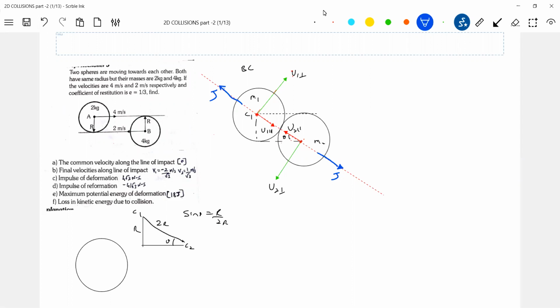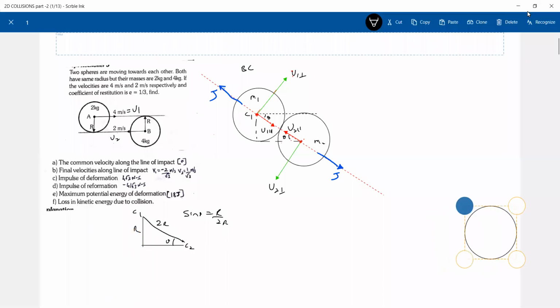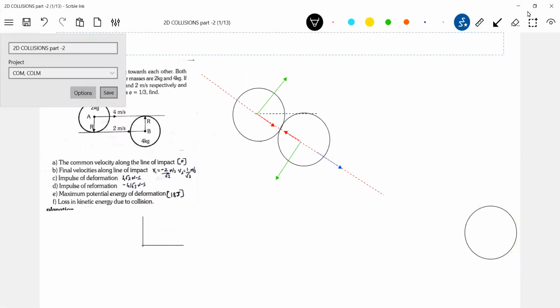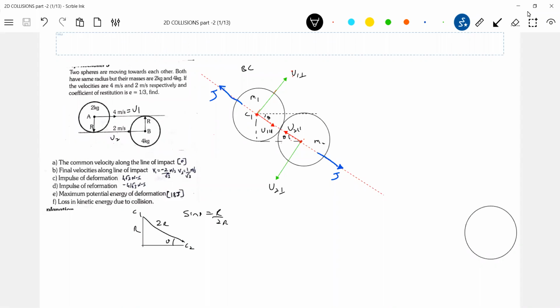Now we should calculate that U1 perpendicular. This is theta, this is theta. So we need the component of that 4 meter per second. This is U1 and this is U2. So U1 is 4 meter per second. So what is U1 perpendicular? Let's proceed now. Let's write down all the values. U1 perpendicular should be equal to U1 sine theta. U1 is 4, sine 30 is 1 by 2, so 2 meter per second.